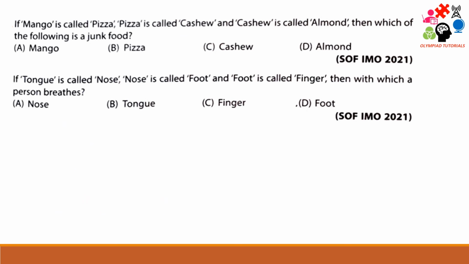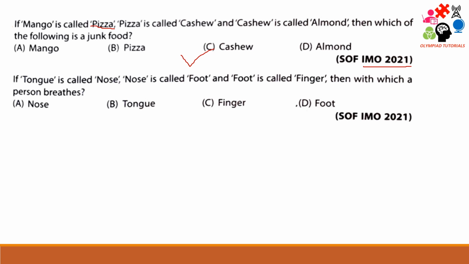Very easy questions. Next question, if mango is called pizza, pizza is called cashew, cashew is called almond, then which of the following is a junk food? So from all these foods which are named here, like mango, pizza, cashew, almond, you know pizza is a junk food. But pizza is called cashew. So here you will have the answer. The junk food is cashew. This question was asked in the International Math Olympiad of 2021.